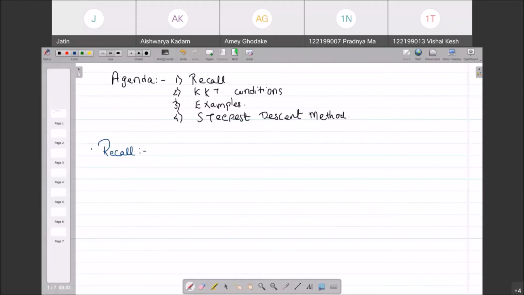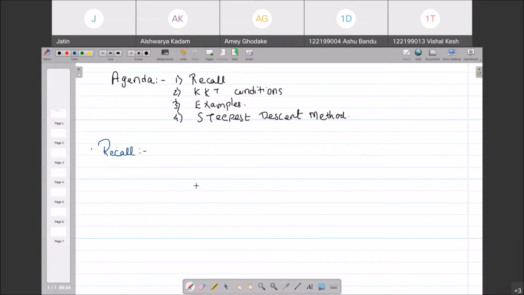So good morning everyone. The agenda for today's session is we are going to first recall whatever we did last week, since we are meeting after a week. So we'll just briefly recall whatever we have done. Then we will see what the KKT conditions are, and then we will see one or two examples, and then one of the numerical methods called the steepest descent method. It is a numerical method to find the approximate solution.